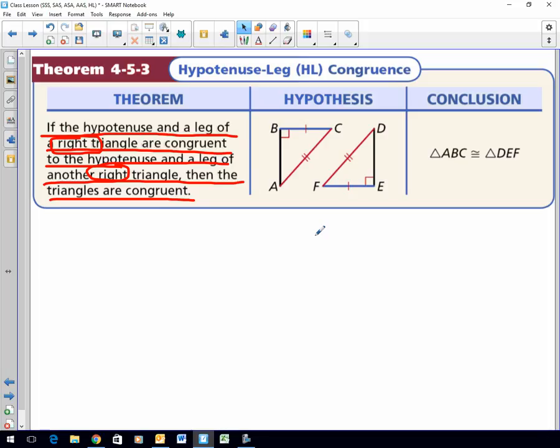Notice that hypotenuse leg is a special type of shortcut, because it's only true for what triangles? Right triangles. Everybody got me? It's only true for right triangles. Now, I could use side, side, side, angle, side, angle, or angle, angle, side in right triangles as well, but most likely you're just going to be trying to find hypotenuse leg. Any questions so far?